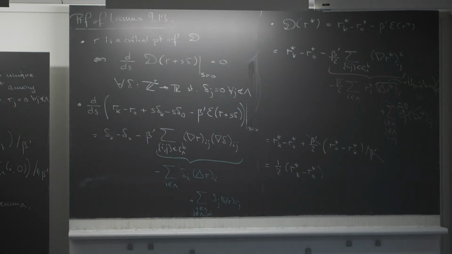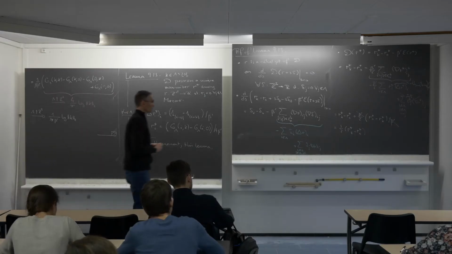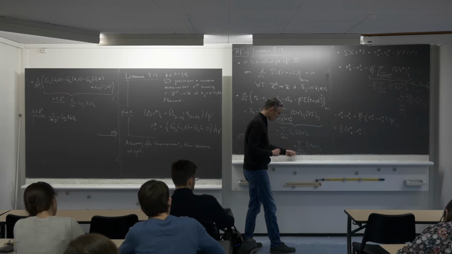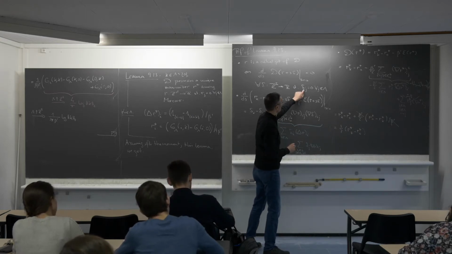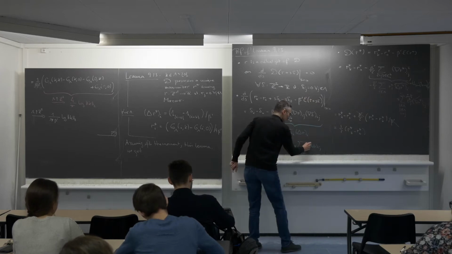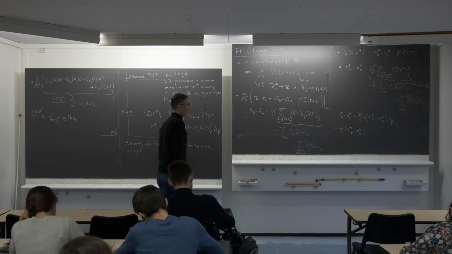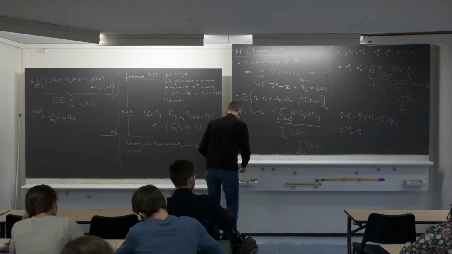And then the observation is that the boundary term actually vanishes because j is not in lambda and delta j is 0 outside lambda, so this delta j is equal to 0. So this whole term vanishes. And we're only left with that.